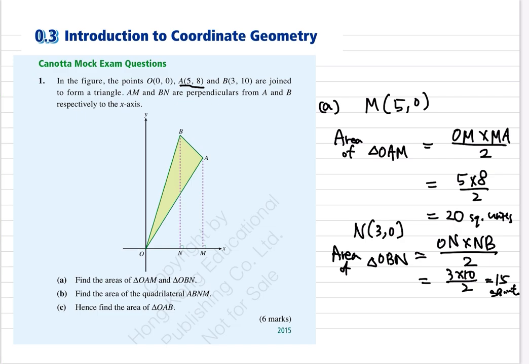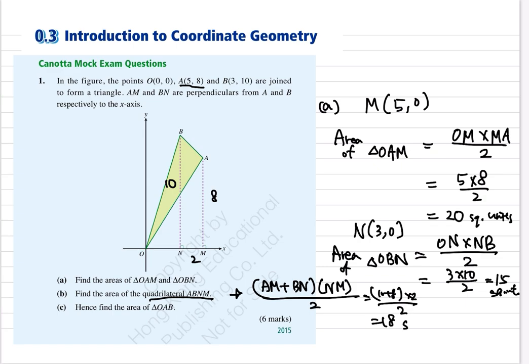Once you have found these two, you try to find the area of quadrilateral ABNM. For ABNM, you need to know that it is (AM plus BN) times the length of NM, and then divided by 2. So you can write it here. The lengths are 8 and 10, and this one is 2. So it is (8 plus 10) times 2 over 2, then you get 18 square units.